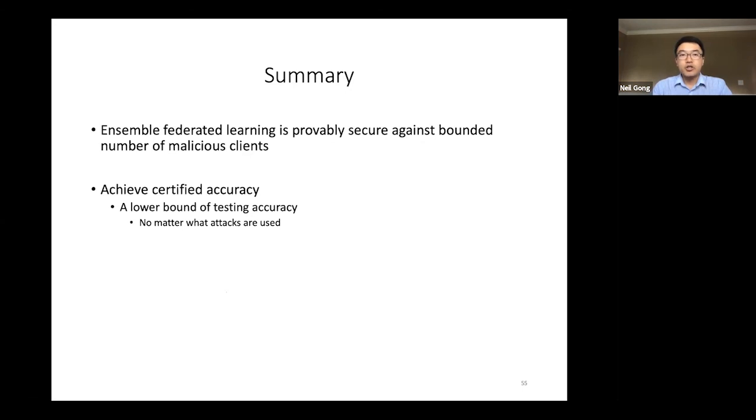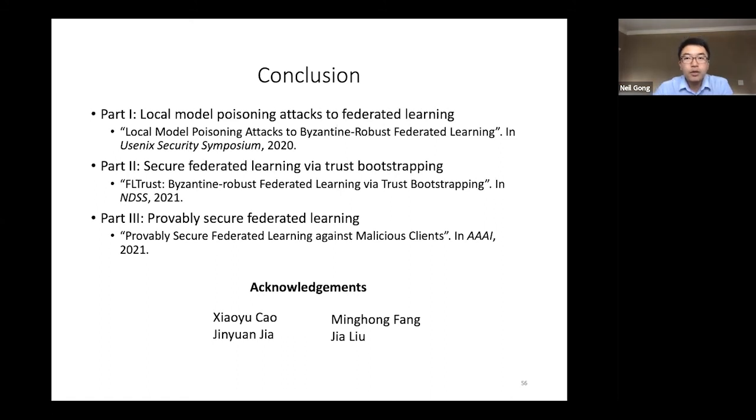Our method can achieve certified accuracy, which is a lower bound of testing accuracy, no matter what attacks the malicious clients use. So in this talk, we discussed local model poisoning attacks to federated learning and how to build secure federated learning via bootstrapping trust on the server and ensemble methods. Finally, I'd like to thank my students and the collaborators in this research. So that concludes my presentation.